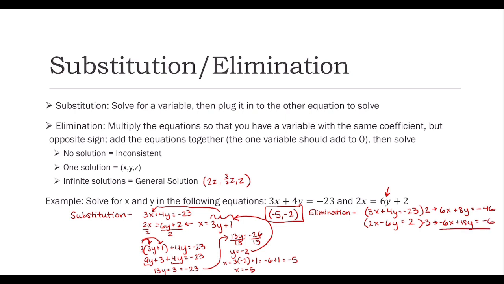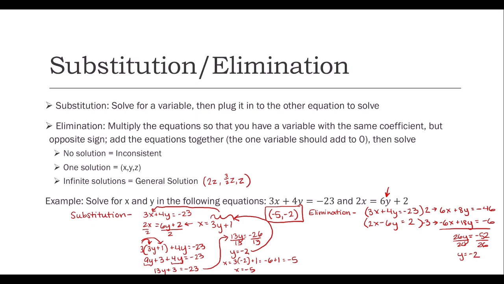So when we add these together, you have 6x minus 6x is 0. 8y plus 18y gives us 26y equals negative 46 minus 6, which is negative 52. So we can divide both sides by 26 and get that y equals negative 2.